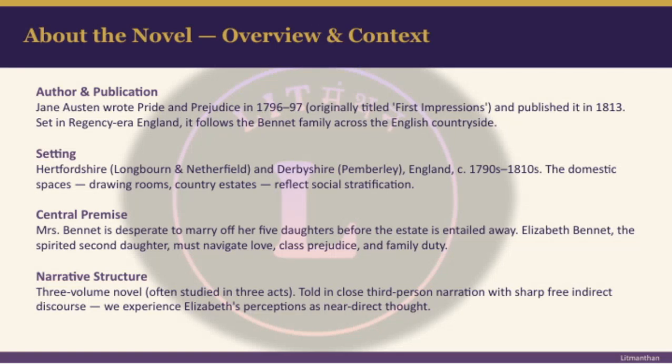Jane Austen wrote Pride and Prejudice in 1796-97, originally under the title First Impressions, and it was published in 1813. The story is set in Regency-era England and follows the Bennet family as they move through the English countryside. The setting includes Hertfordshire, with Longbourn and Netherfield, and Derbyshire at Pemberley, all during the late 1700s to early 1800s. These domestic spaces, such as drawing rooms and country estates, really reflect the social stratification of the time.